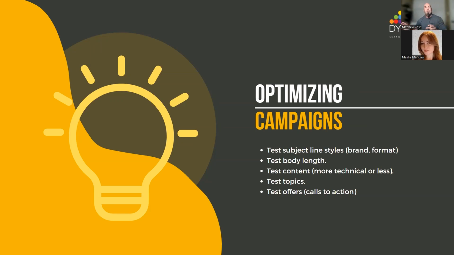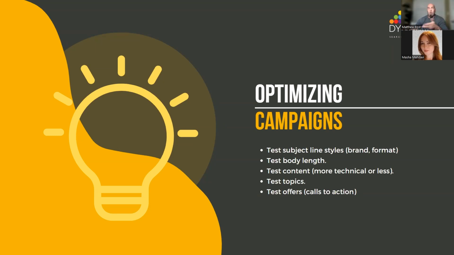Different industries have different things that they should test, or different outcomes for these tests as well. So here's a few of the tests. Body length. Long format, short format, different audiences will respond differently. Content. Can you be a little more technical with your audience? In some cases, yes. Business to business, a lot of times you can be. If you're business to consumer, you probably don't want to be. But again, test it out. You don't know until you test.